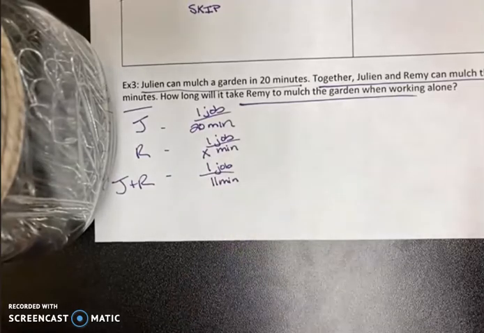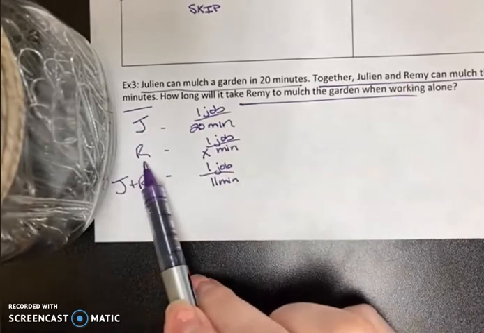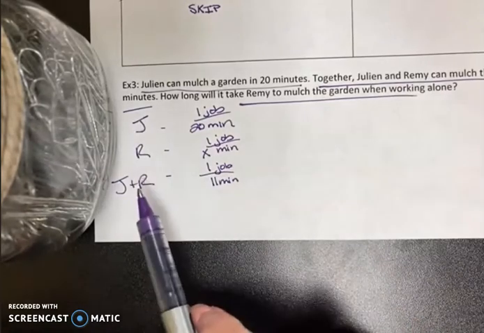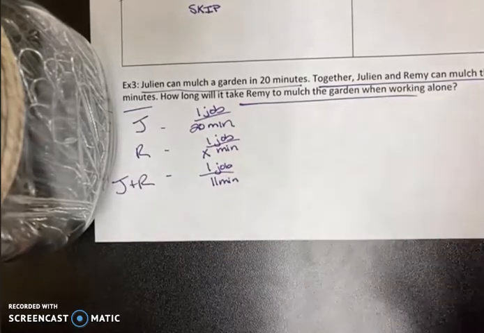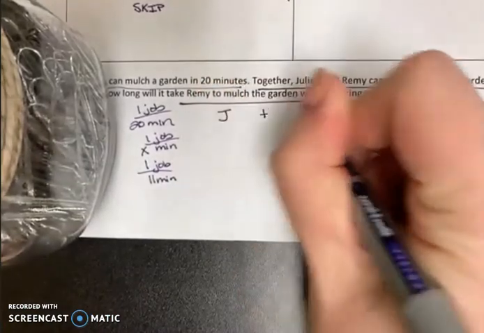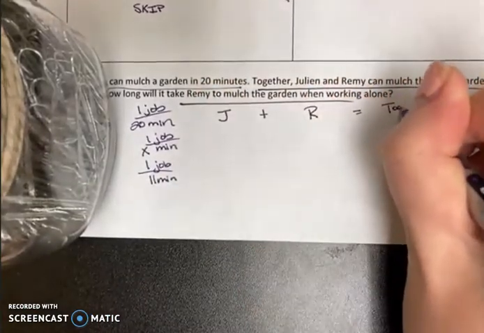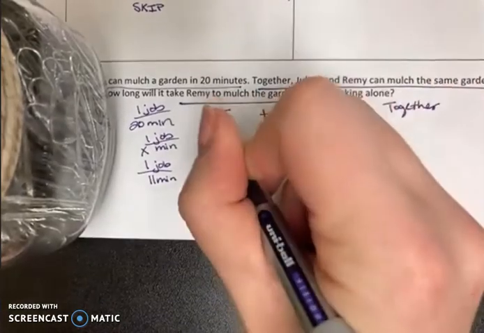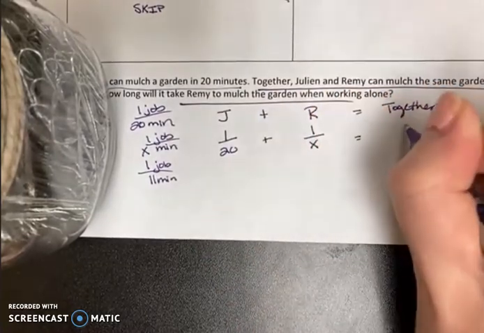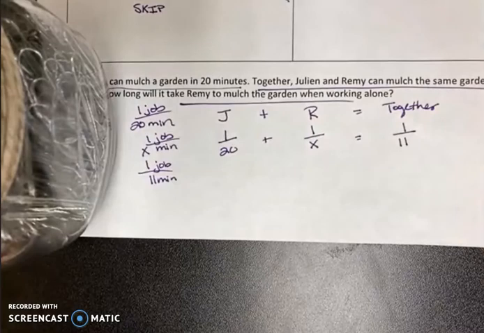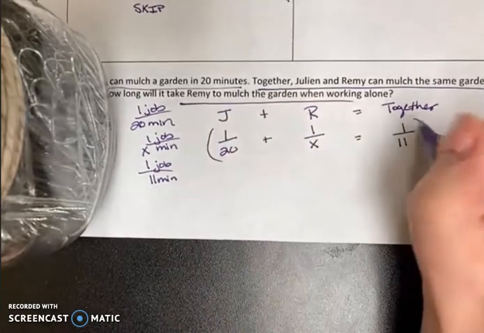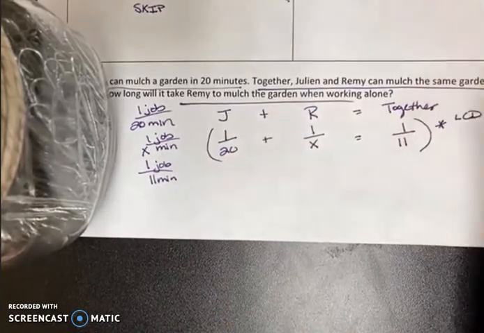Now I need to write an equation. Julian and Remy, if they work together, will take 11 minutes. So if I add these two, I can set it equal to the rate that they work together, which means I have Julian plus Remy equals the together, which makes sense. Julian was 1 over 20 plus Remy was 1 over x equals the together rate, which is 1 over 11. Now we have something that looks like the problems in example 2. We just need to multiply by the least common denominator.